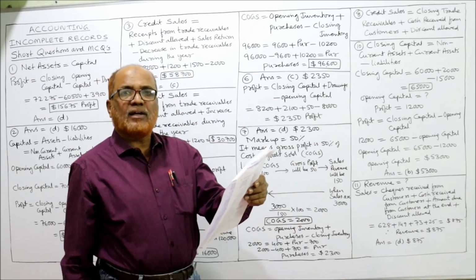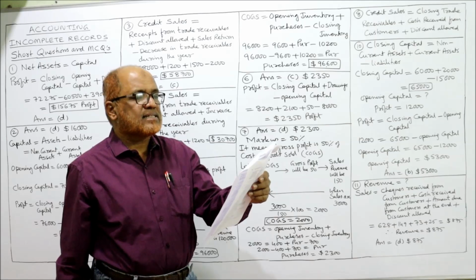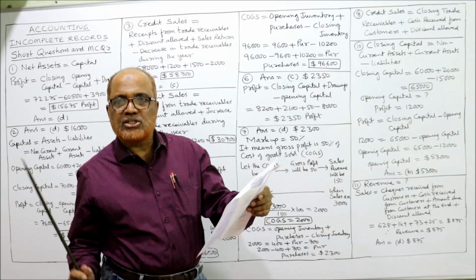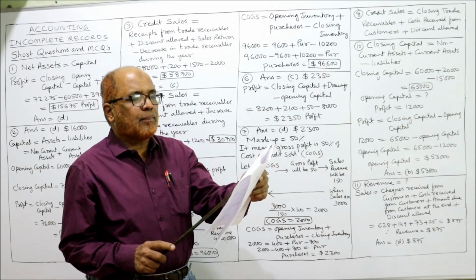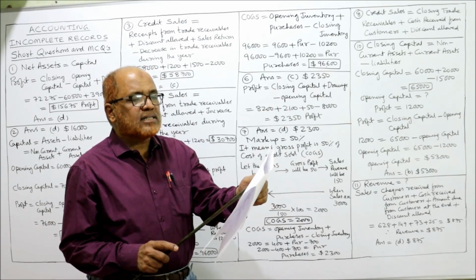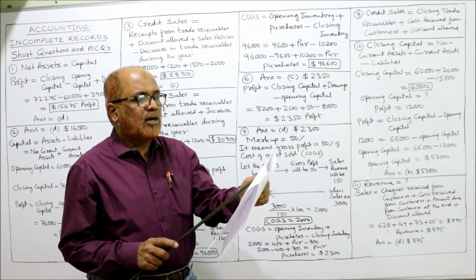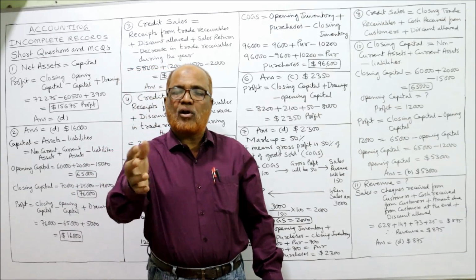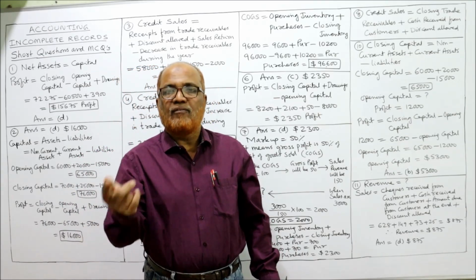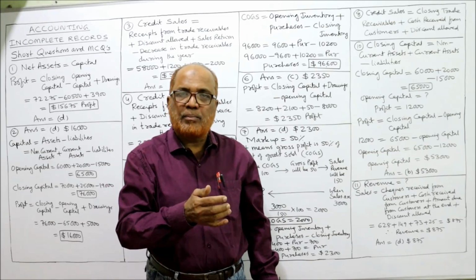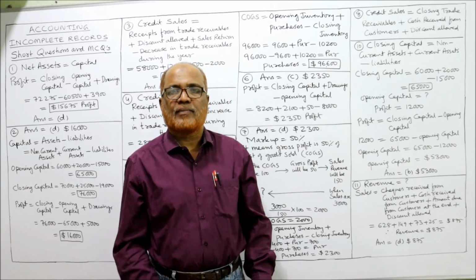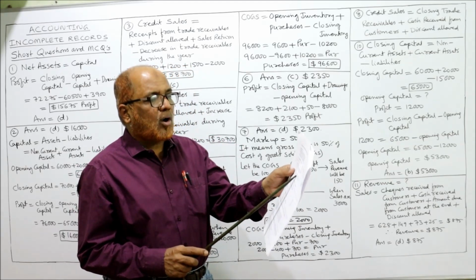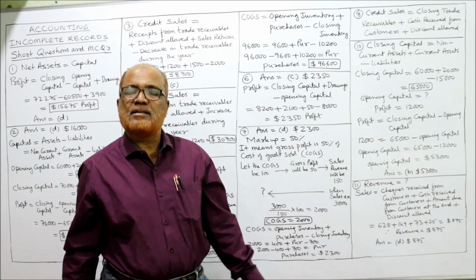Now sixth problem. A trader provided the following information. Net assets at the start of the year. Net assets means capital, just now I told you. So capital at the beginning of the year 8,000. Drawings in cash 2,100. Drawings in goods. When the owner withdraws cash, it is called drawings. When the owner withdraws goods from the business, that is also drawings. So cash drawings and goods drawings. The goods drawings are cost 50, selling price 90.